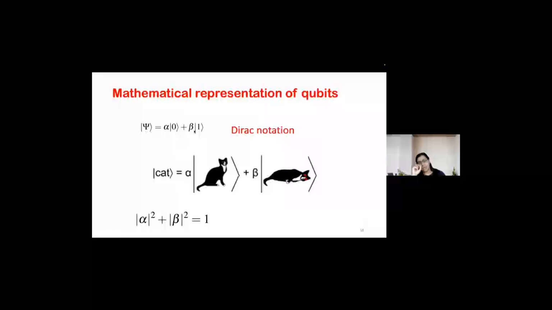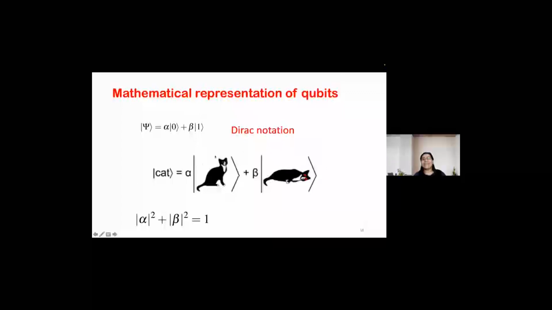Then alpha and beta are coefficients in front of them. This mathematical expression, where alpha is multiplied with 0, then added to beta multiplied with 1, is called linear superposition. That is how mathematically we realize superposition of two states in this wave function, psi.